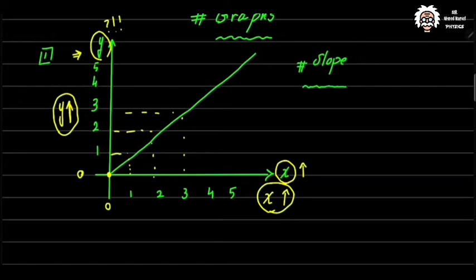So on this graph, if the value of the x-axis increases, the value of the y-axis also increases. In this relation, we call it a direct proportional relation.